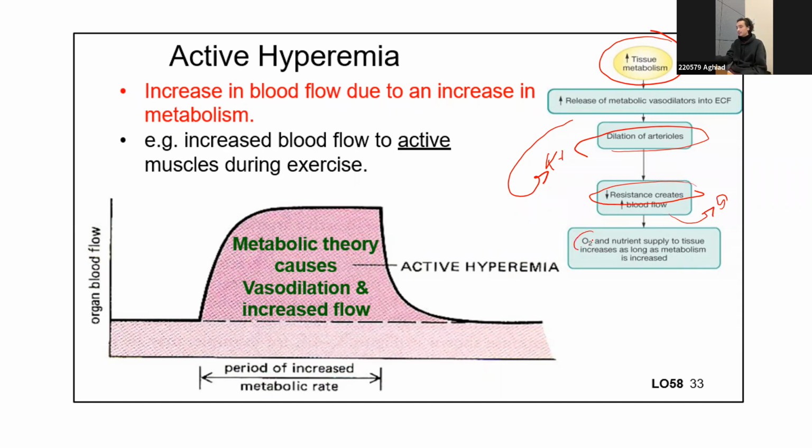And that's the main thing, O2. We need more oxygen. So the less the oxygen, the more metabolites, it's a signal that the body needs more help, more blood. Is that fine? And so as you can see, metabolic theory causes vasodilation and increased blood flow. Active hyperemia, you see how the chart goes? It's very smooth. As soon as the body needs help by signaling with the metabolites, the blood flow increases. So far, so good?